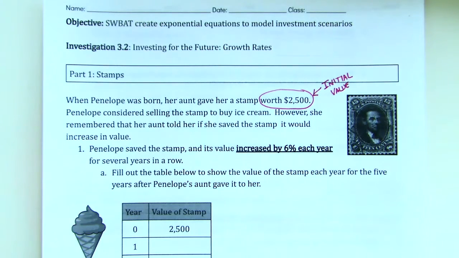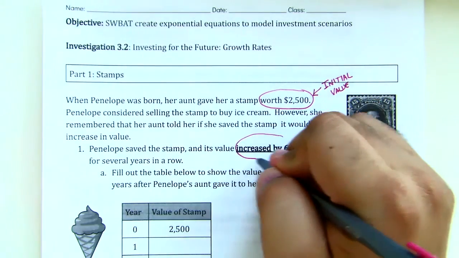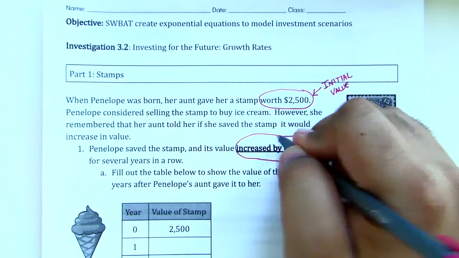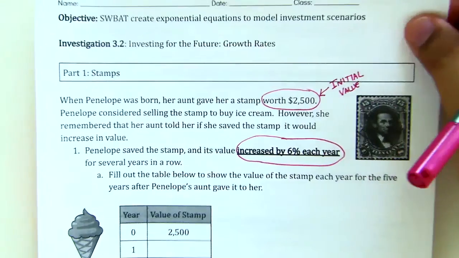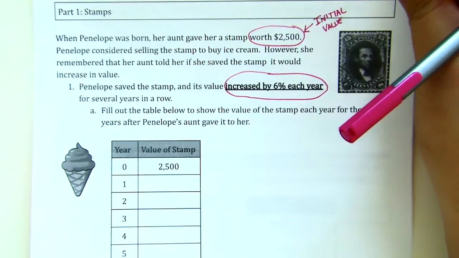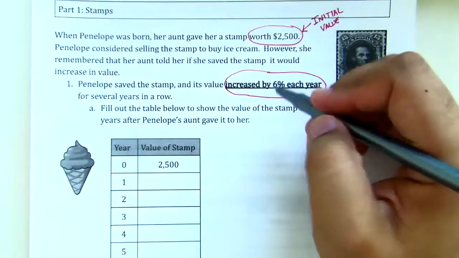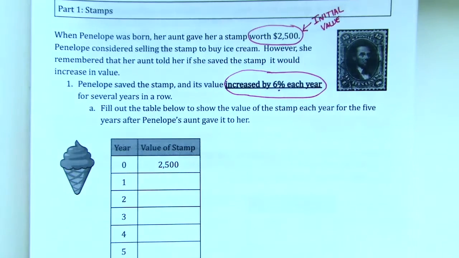And it's telling us that the stamp is going to be increasing in value. Now, specifically, it says that she saved the stamp and it increased by 6% each year. Okay, now we want to fill out the table below to show the value of the stamps over the first 5 years. So I'm going to help you get started here and then you're going to finish up. Just please watch what I'm doing very carefully, right? So it's telling us that the value of the stamp is increasing by 6%, right?